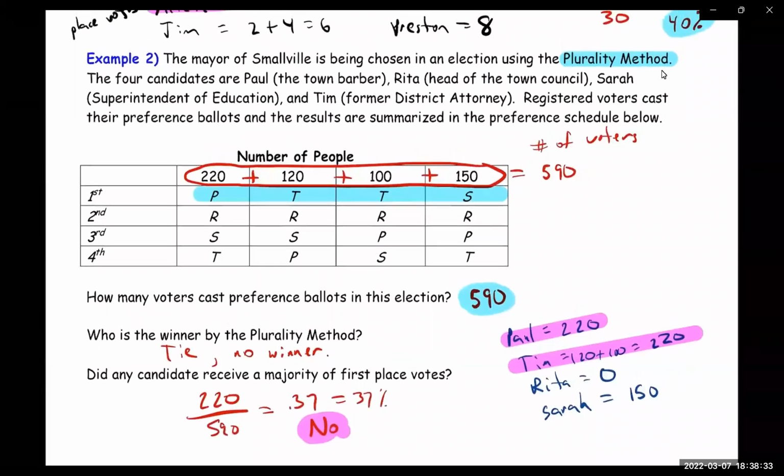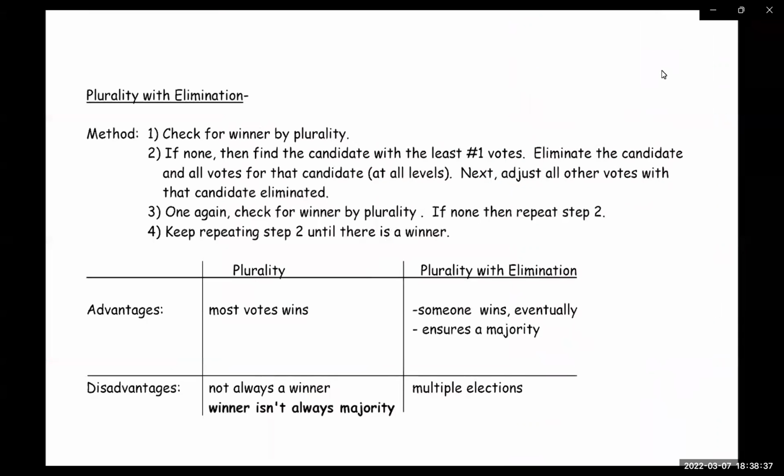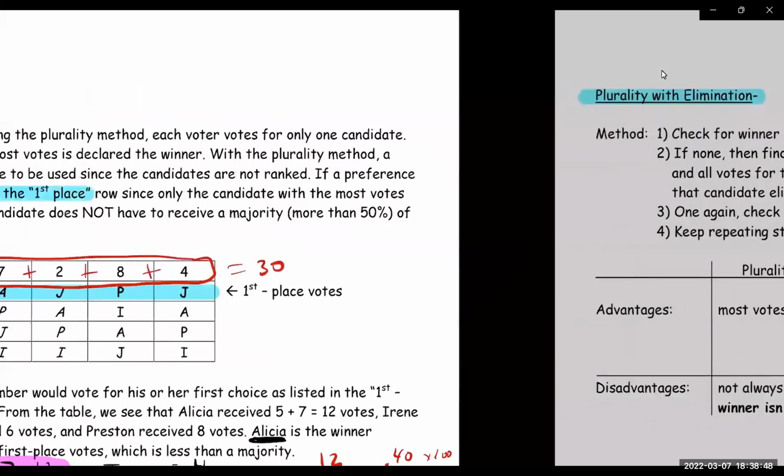All right, let's see what the next slide tells us to do. So now we're going to look at plurality with elimination. This is what you do: you check for the winner by plurality. Can you go back to the last one you did?